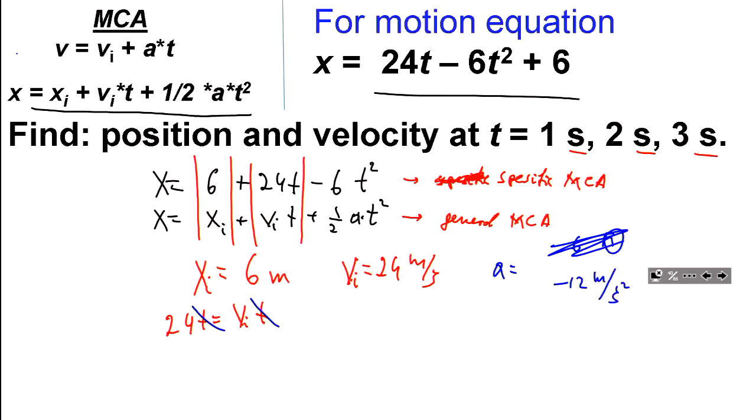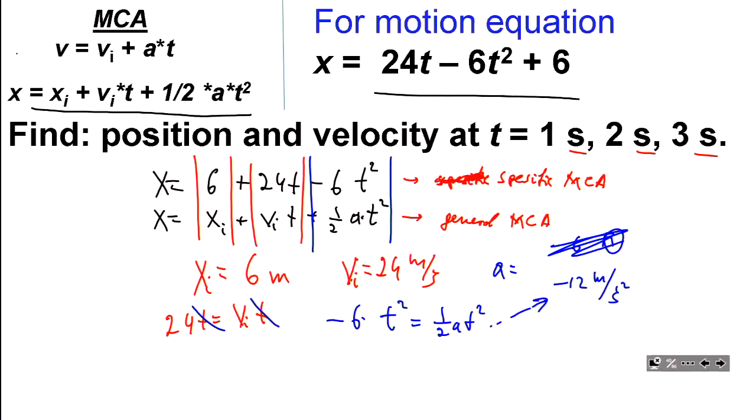Well, of course, technically, that's what we should have done. So we have to compare these two terms. Negative 6 times time squared should be equal to 1/2 a time squared. And done. And now, of course, we can calculate anything we want to. But it's much more interesting to understand what is happening.